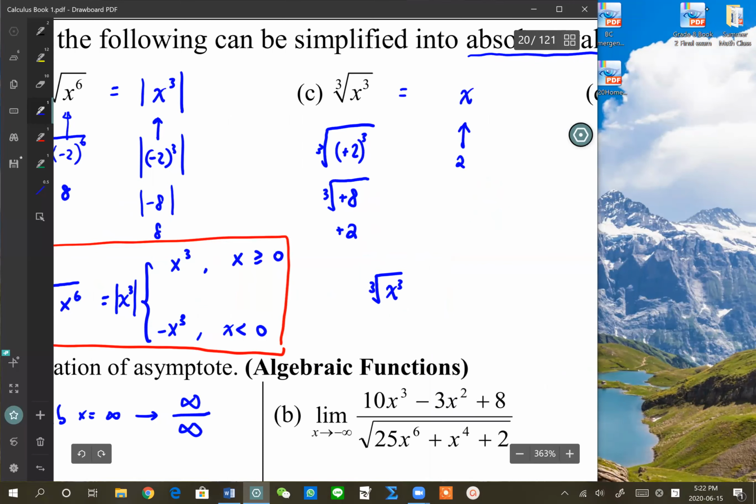But of course, these are just examples. You need to learn how to test, right? See if it's equal. So this is just equal to x. Okay, so this is our conclusion, right?